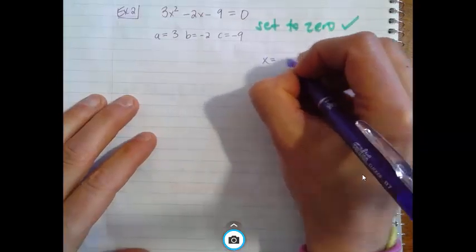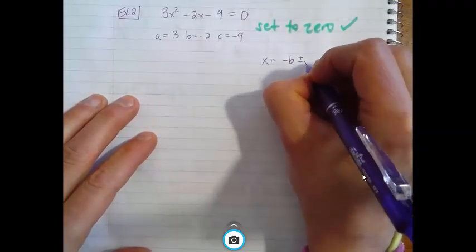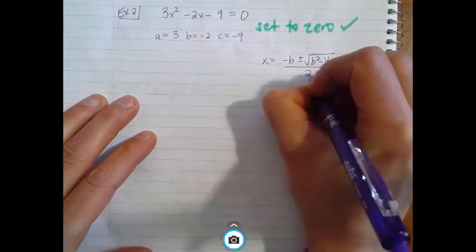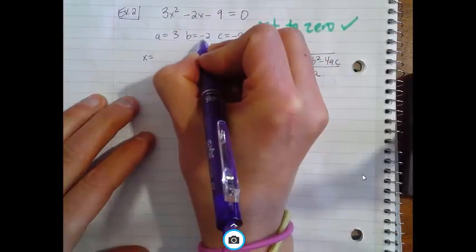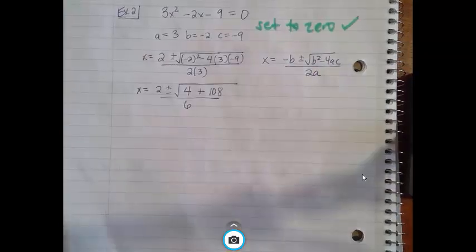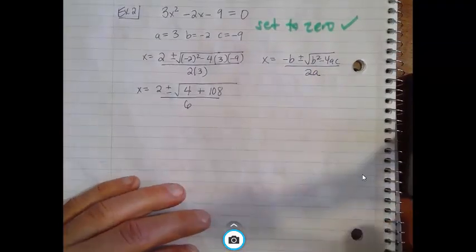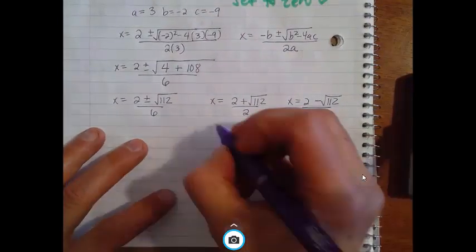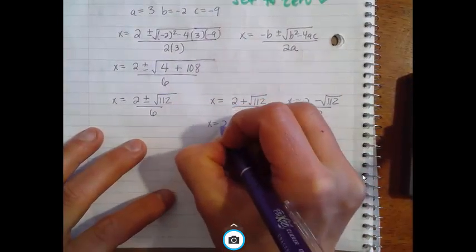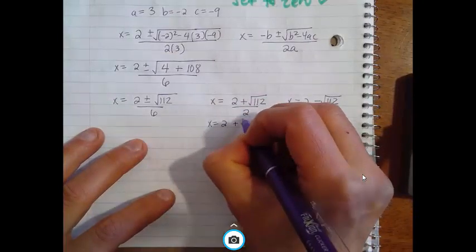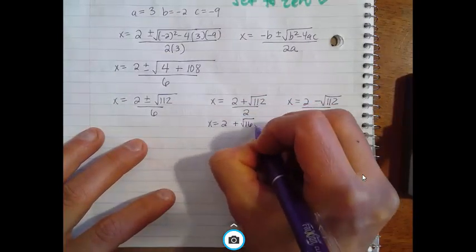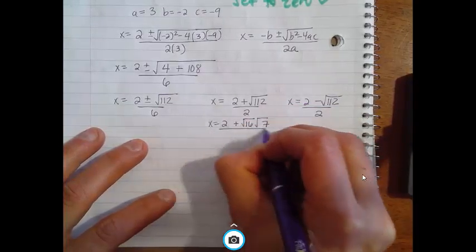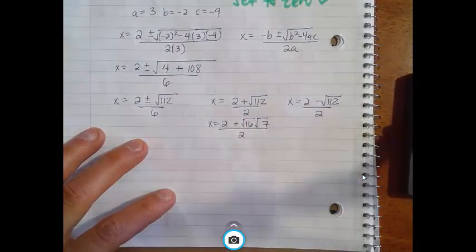Now I've got to remember my formula. x equals -b plus or minus the square root of b squared minus 4ac all over 2a. -2 makes a +2. Now just be careful as you go through these simplifying steps. The square root simplifying from yesterday, I'm going to write this as x equals 2 plus... 112 is 16 times 7. So I'm going to write that as the square root of 16 times the square root of 7 over 2. Remember that part's my perfect square.